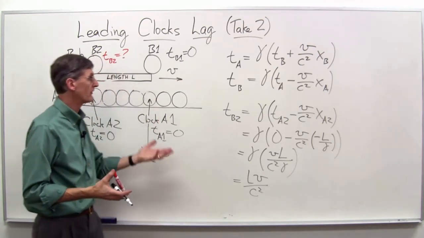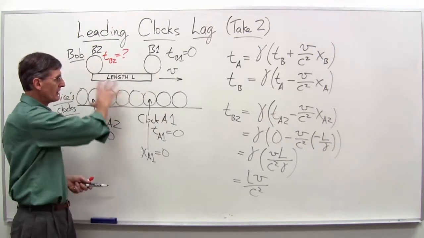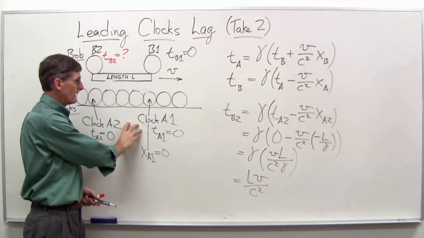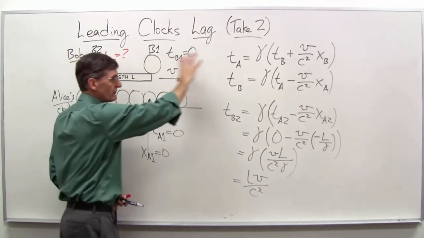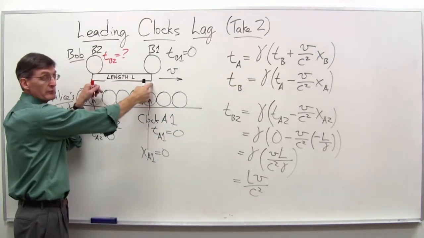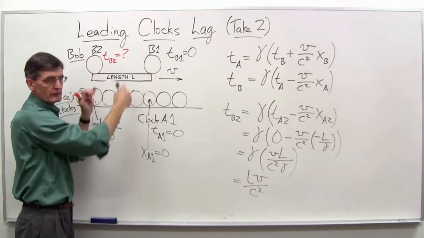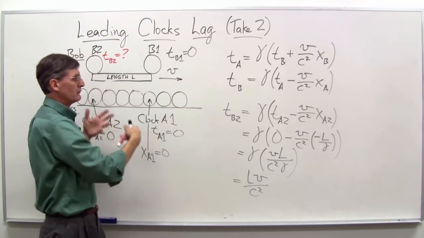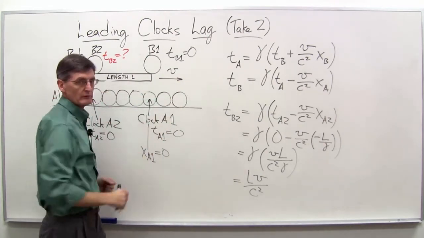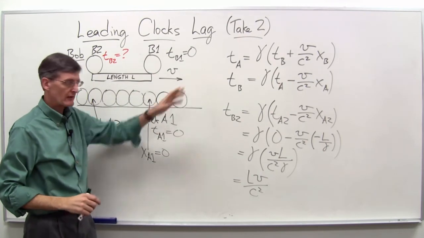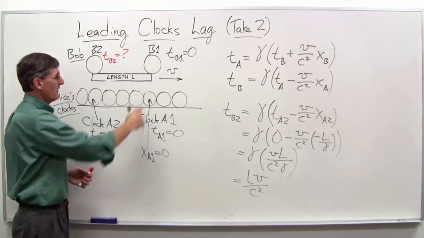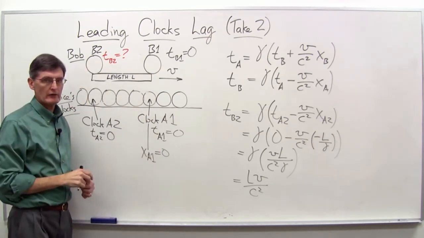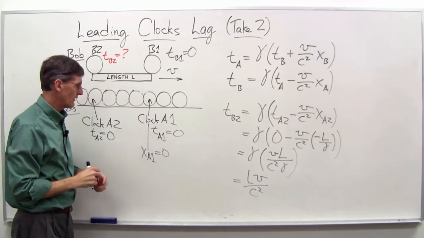So remember, first of all, that leading clocks lag. When you have a set of clocks moving past an observer, then for any 2 clocks in the set, the distance between them in the clocks' frame, in this case Bob's frame, so that'd be L here, but it doesn't have to be the length of a spaceship, it could just be 2 distant clocks in Bob's lattice of clocks, times the velocity over c squared. The leading clock will lag the trailing clock, in whatever situation you're looking at. So that's another derivation of that.